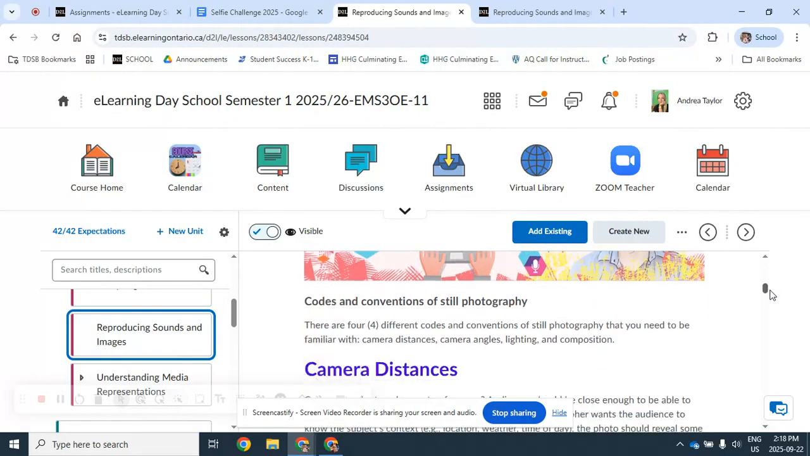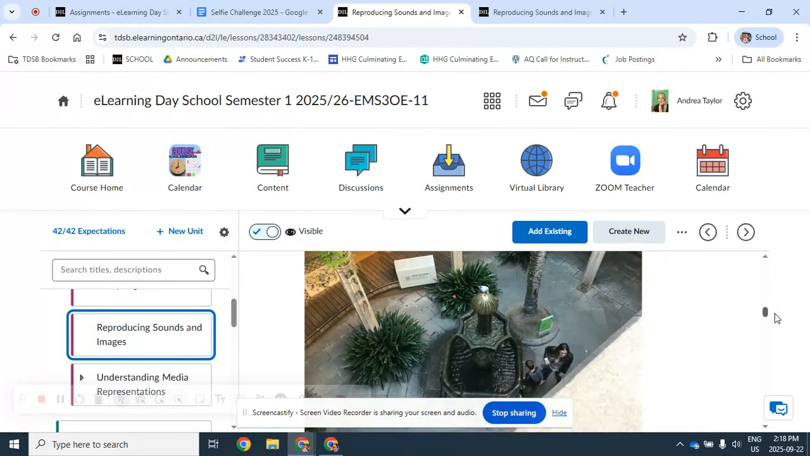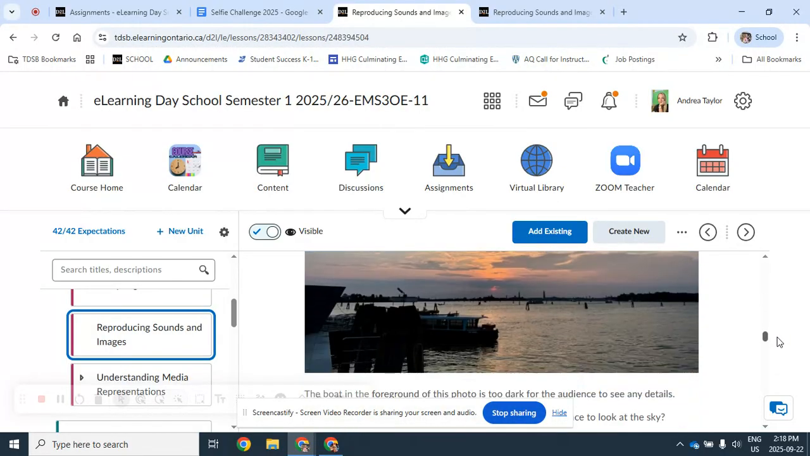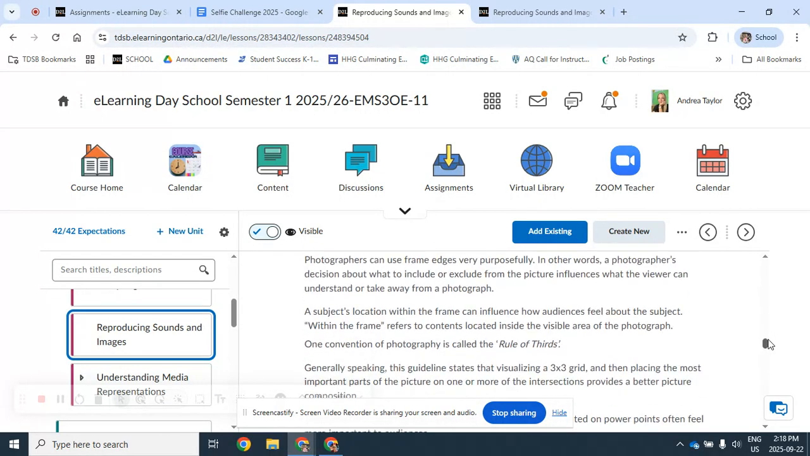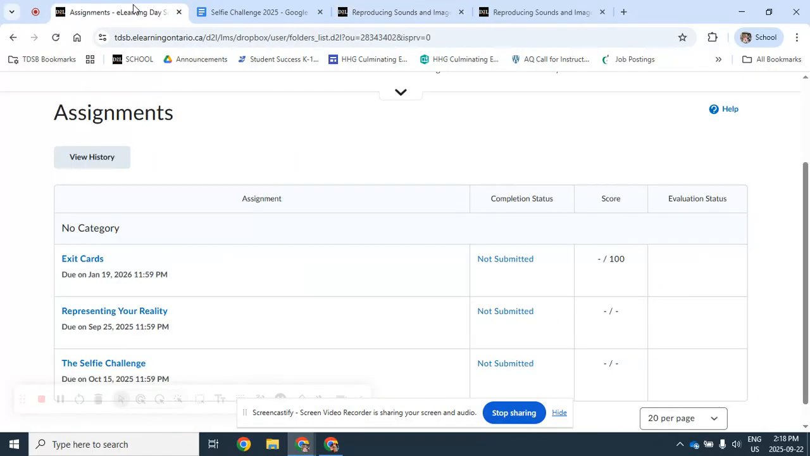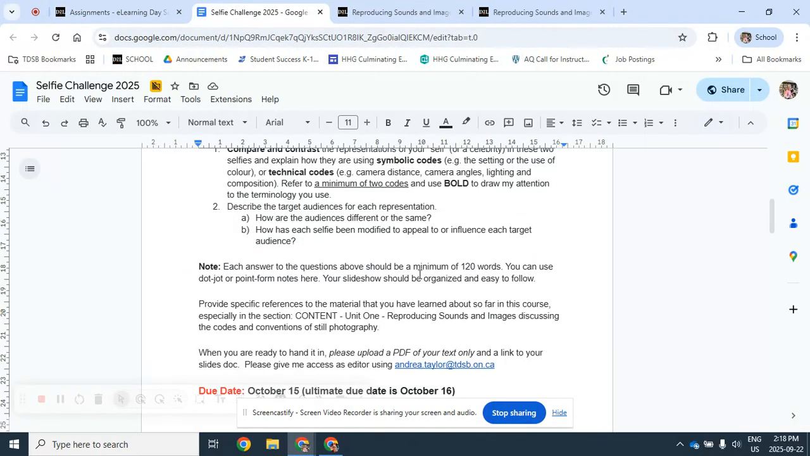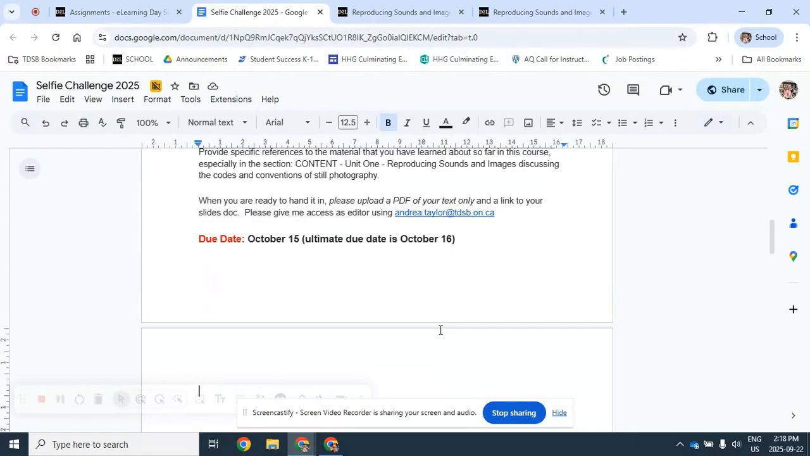It's this specific document that we read, right? So this is the one that you are going to be discussing, and this is generally what I talked about in our live lesson as well. So that's Reproducing Sounds and Images. That's what you're going to be referring to. You do not need to cite that. If it comes from our course, you don't have to include a bibliography.